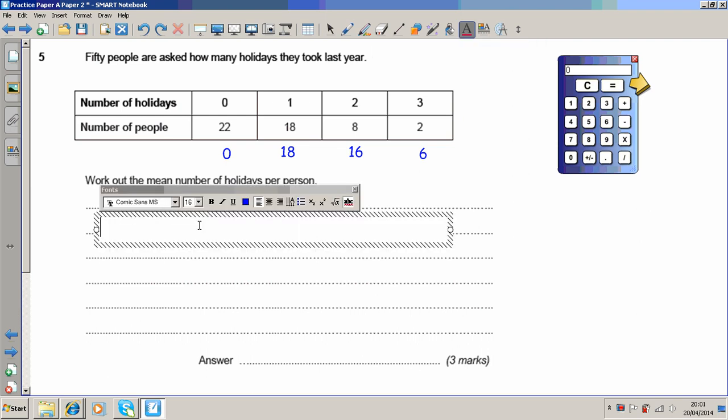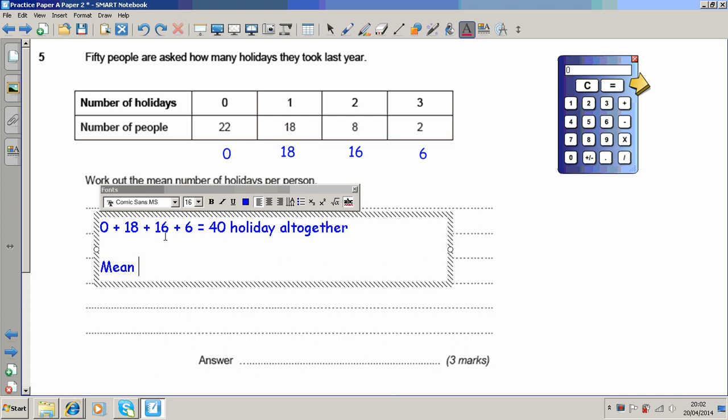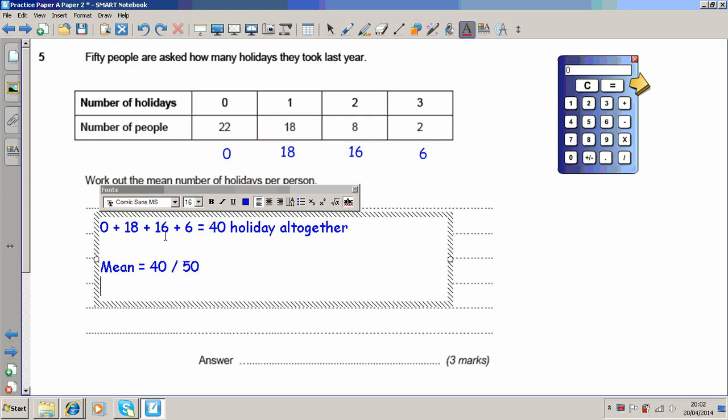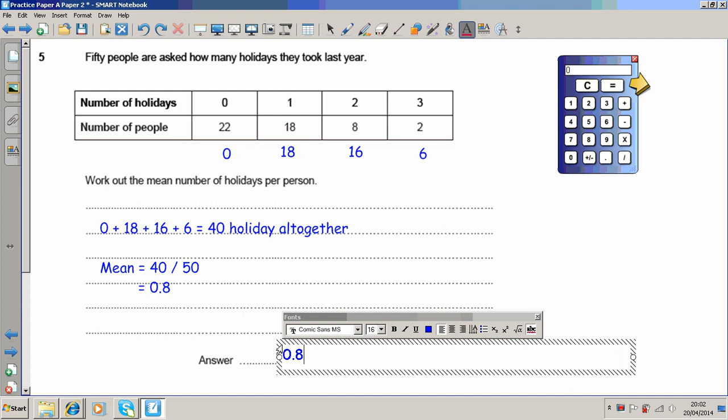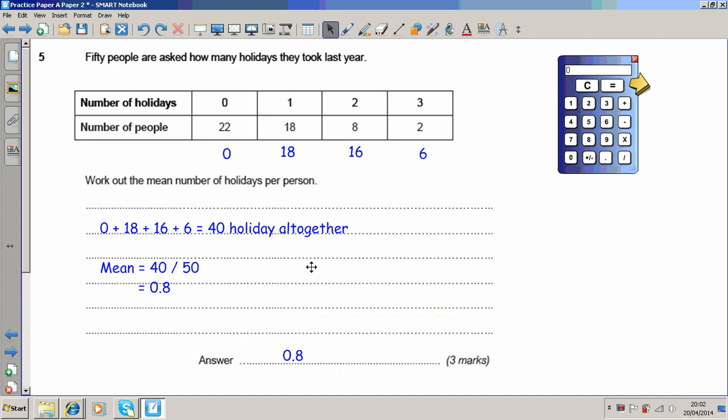So, to work out the mean, we want to add together the total number of holidays. So 0, add 18, add 16, add 6. Tells me that there was 40 holidays altogether. So the mean is 40 divided by 50, because there are 50 people, which is equal to 0.8. So the mean number of holidays per person is 0.8.